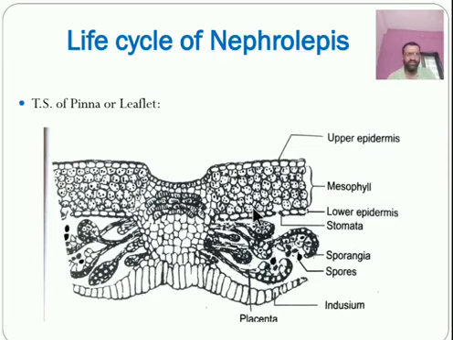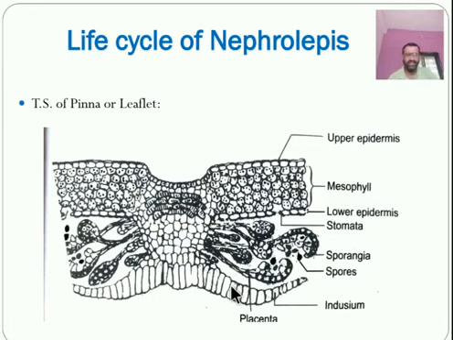Further, the sorus. What is the sorus? The sorus remains attached to the lower epidermis at the vein ending, and it has the placenta, the sporangia, and also the indusium. Where is the indusium? This is the protective structure, and that is the indusium. These three parts are known as the sorus.